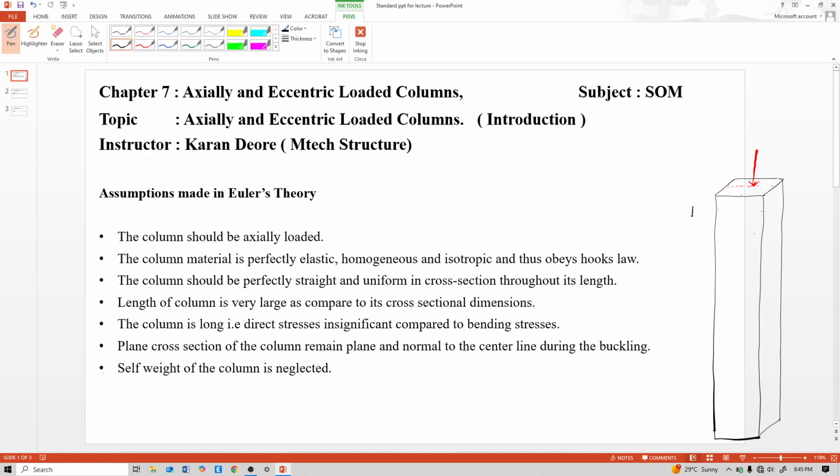Did you get that point? That means if we cut here at xx, it is like a square with AB dimension, and if we cut here at yy, it is similar to that section xx. Okay, A, B, like that.